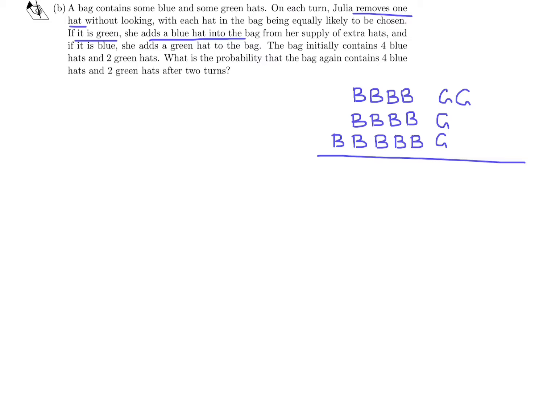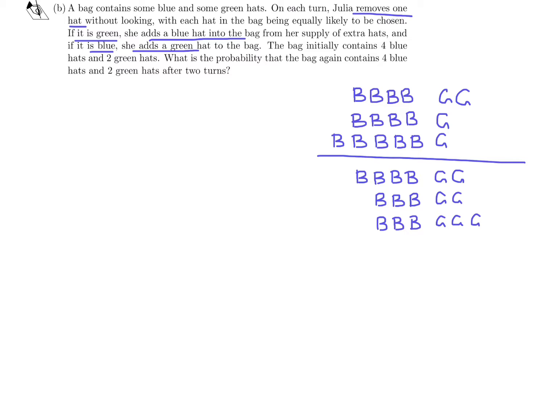All right? The other scenario, of course, is you start off with the 4 blue and 2 green, and instead of removing green this time, we will remove blue. If you remove a blue hat, initially you drop down to 3 blue and 2 green, but then the rule states if it is blue, she adds a green. So we have to add a green. So that makes us have 3 blue and 3 green. Okay, this is what's happening.